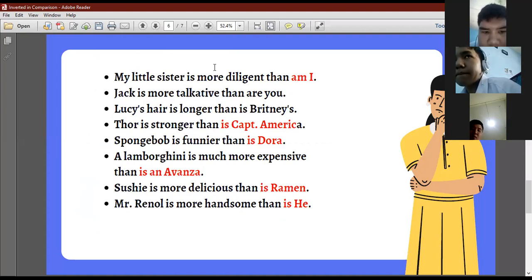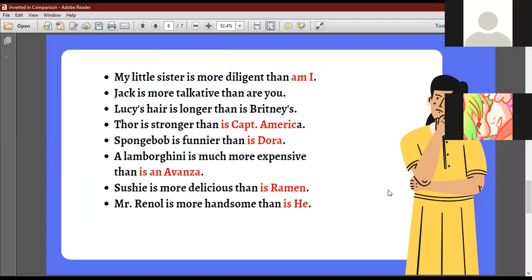Now, my little sister is more diligent than am I. Yeah. So if we don't want to use the verb, what is the sentence? Can anyone say? Yes, please. If we don't want to use am, nggak mau pakai am. My little sister is than me. Yes, that's it. If we don't want to use the verb, we can just stick with the object. Gitu ya. My little sister is more diligent than me. Nah, that's the first sentence kan gitu. The second level is my little sister is more diligent than I am. Okay, so this is the third one, the inverted one. Good.